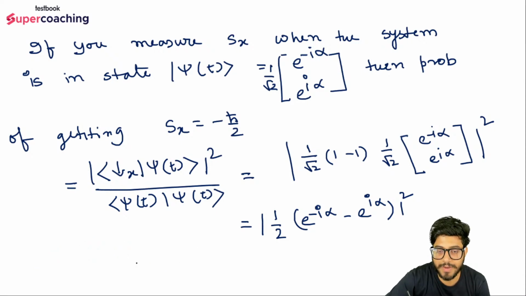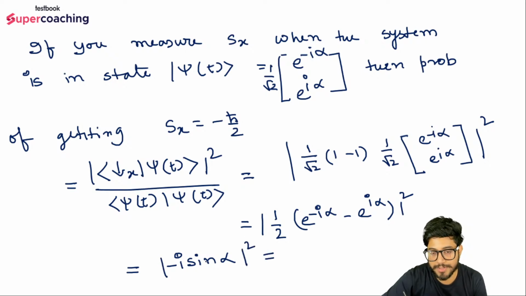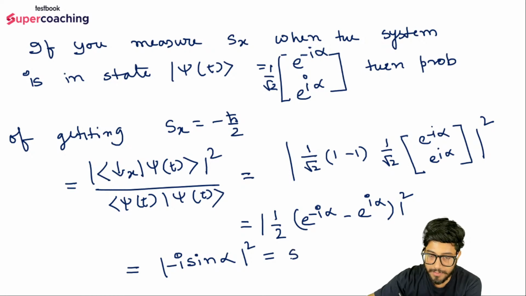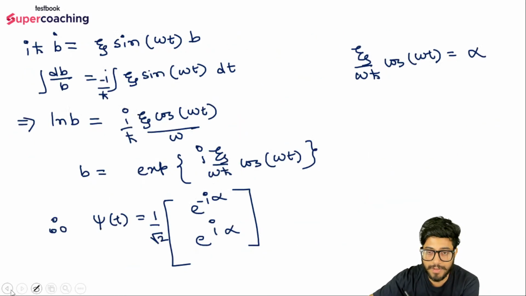So here you will get minus 2i sin alpha. So the 2 cancels out, and so minus i sin alpha. Minus i sin alpha, mod square, which is just the value, is simply sin square alpha. Now I think I know the value of alpha. Alpha is basically zeta by omega h cut cos omega t.